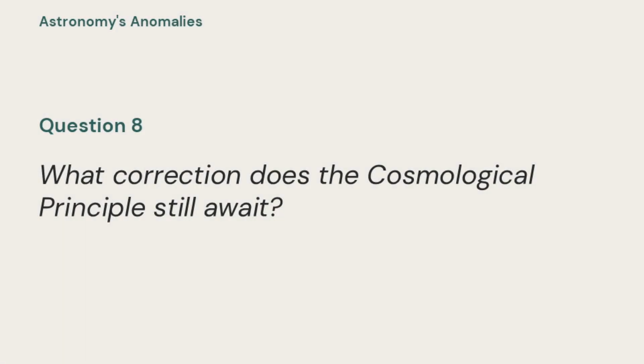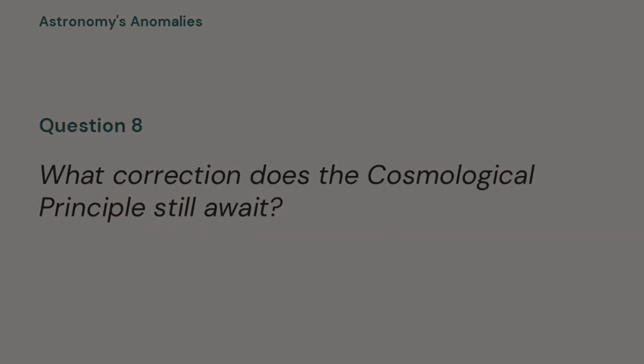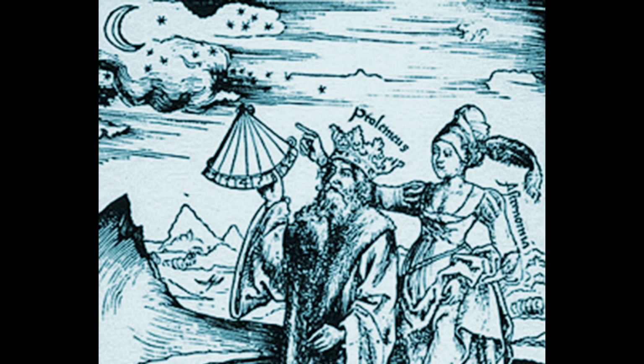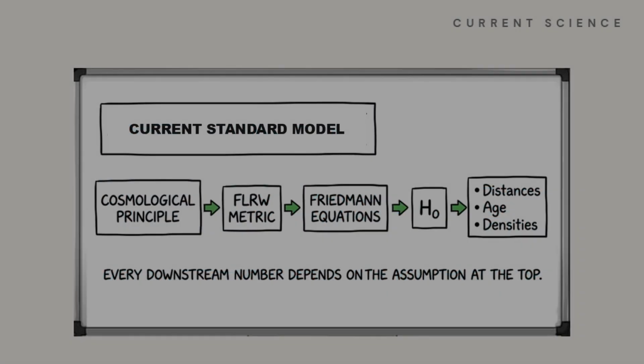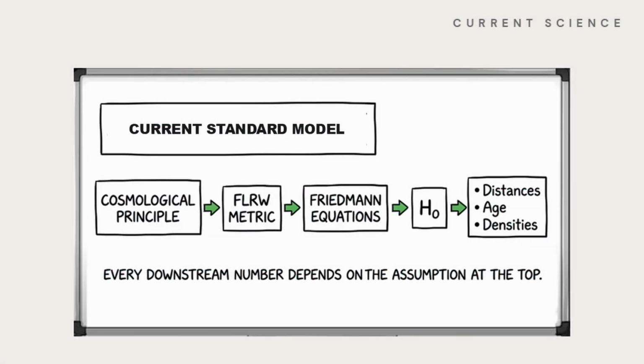Question 8. What correction does the cosmological principle still await? The Ptolemaic parallel this study opened with is now complete. The mathematics of the standard model is careful, its instruments precise, its observations instrumentally confirmed. The upstream assumption is the unverified one.